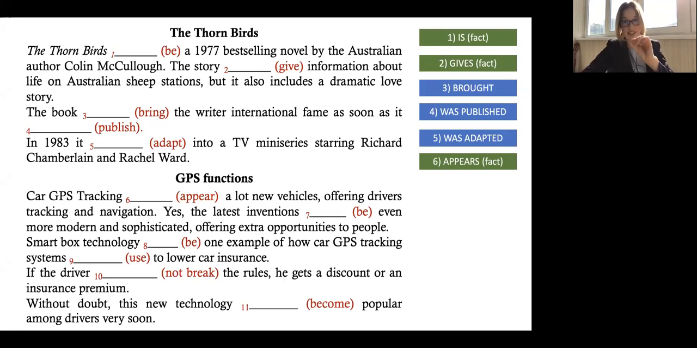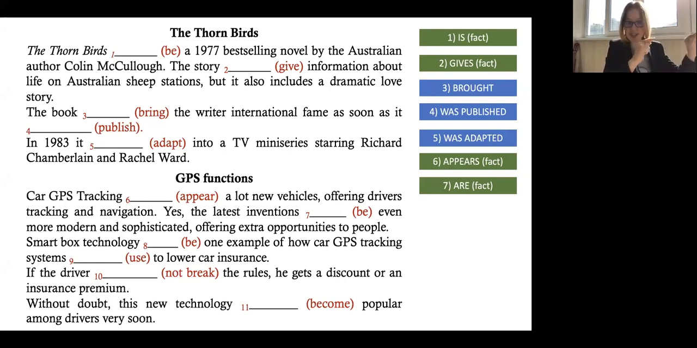The next sentence, which is directly connected with gap number 6, is, take a look, "are". So yes, the latest inventions are even more modern and sophisticated, offering extra opportunities to people. Why "are" and not "were", for example, in the past?